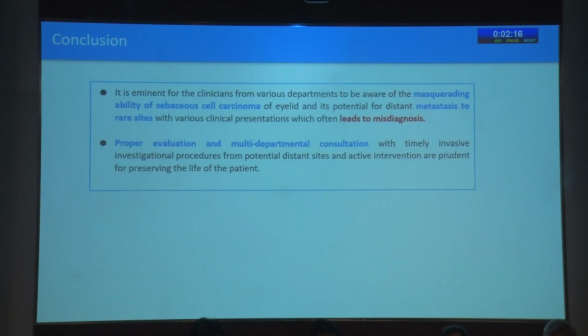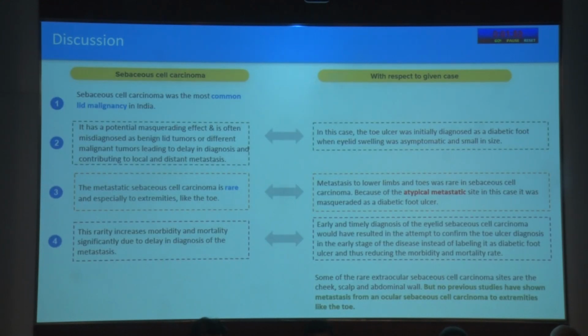So to conclude, it is imminent for clinicians from various departments to be aware of the masquerading ability of sebaceous cell carcinoma of the eyelid and its potential for distant metastasis, which with a varied clinical presentation often leads to misdiagnosis. Proper evaluation and multi-department consultation with timely invasive investigation procedures for potential distant sites are needed. In all of the literature studied, none have reported a metastasis of ocular sebaceous cell carcinoma to extremities like the toe. So it should be taken as one of the clinical features. These are my references. Thank you.